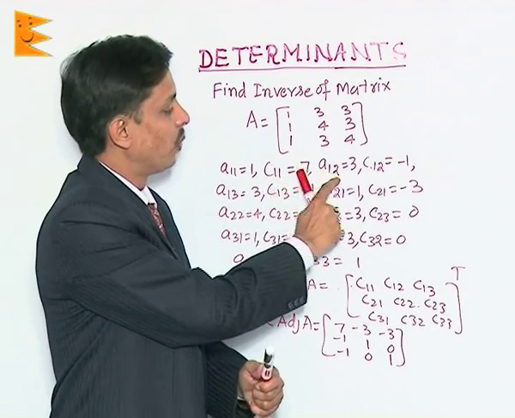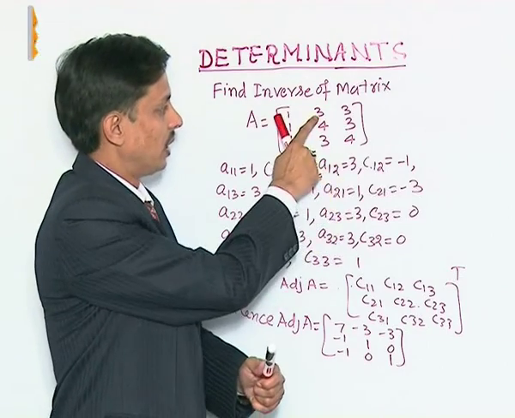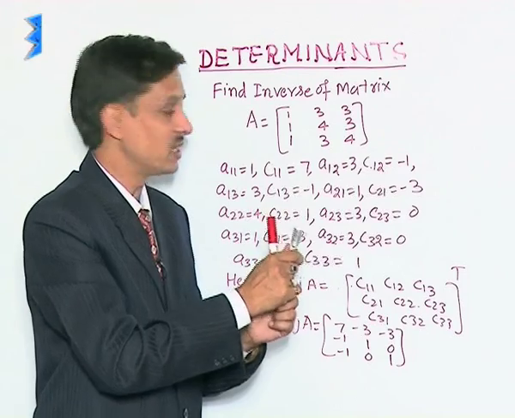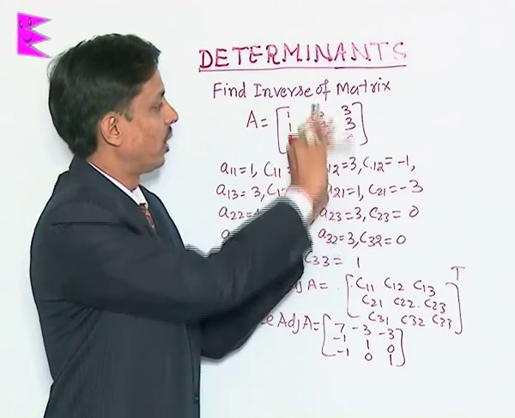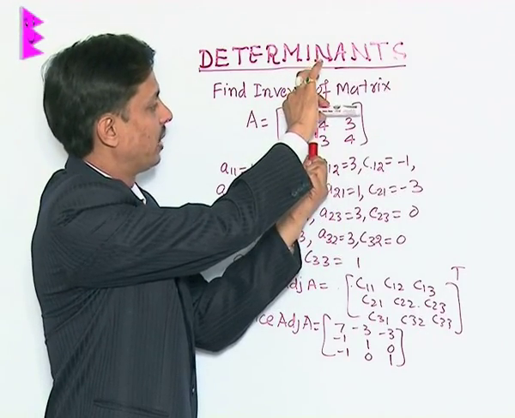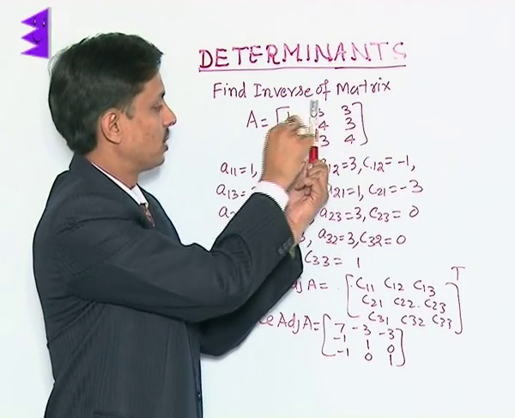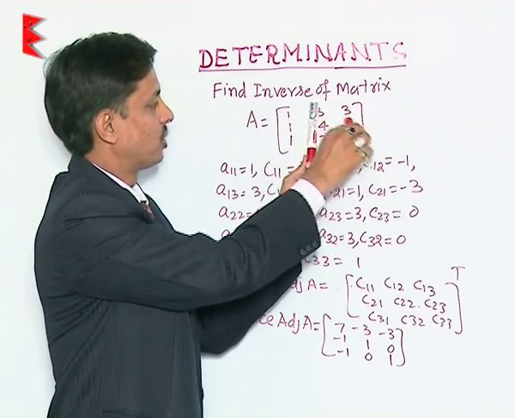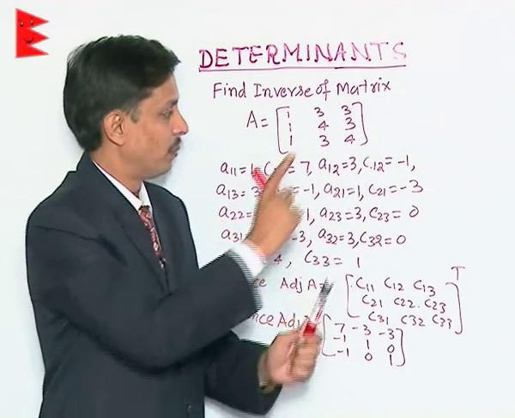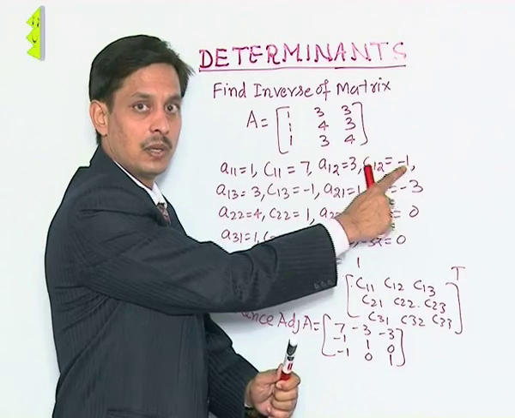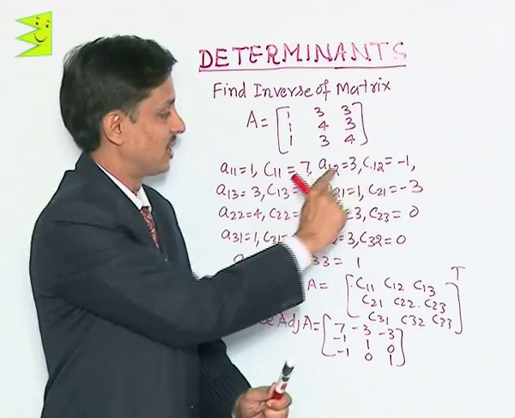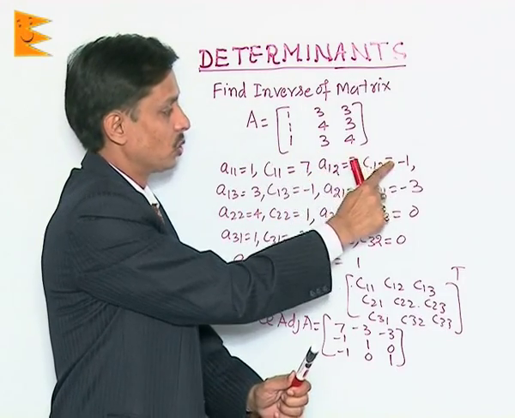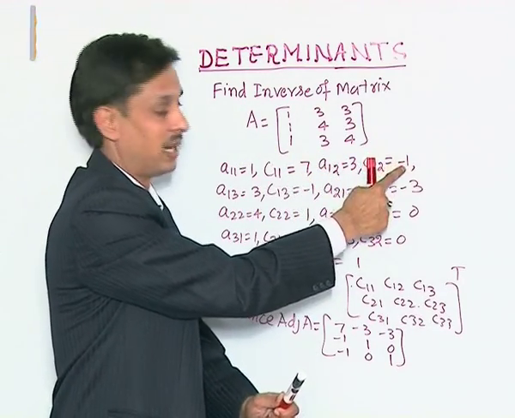For the element A12, first row, second column, the element is 3. I want to tell you how to obtain first its minor. 3 is lying in the second column and in the first row. When we hide it, we are left with 1, 4, 1, 3: 1 times 4 minus 3 times 1. So 4 minus 3, the result will be 1. But I am writing the cofactor as minus 1. The minor was 1, the cofactor is minus 1, because the sum of the position of row and column is odd, 1 plus 2, 3.